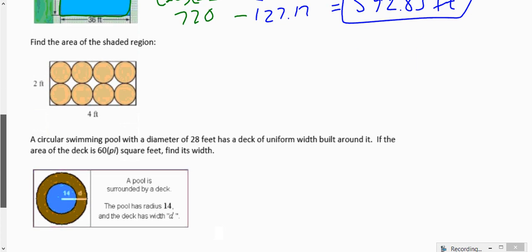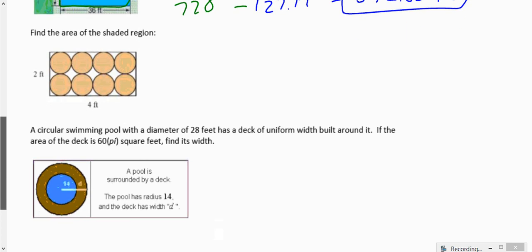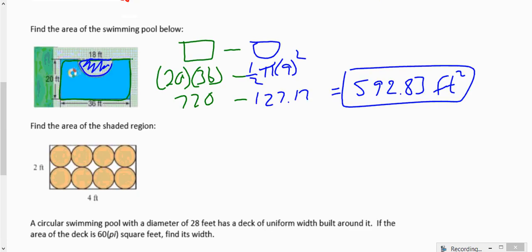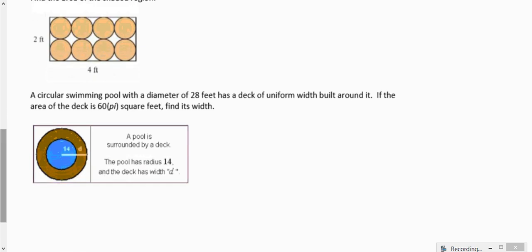Our next one, find the area of the shaded region. In this case, all of the little circles. So there's hidden information here, so we got to look carefully at it. We have the whole length of 4 and the whole height of 2, which means each circle will have a diameter of 1.